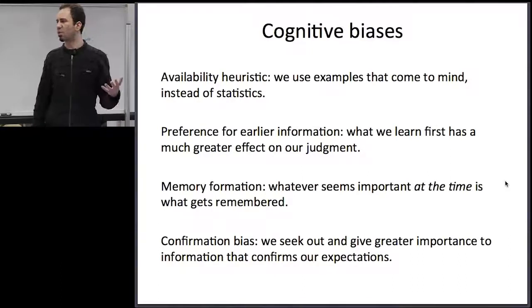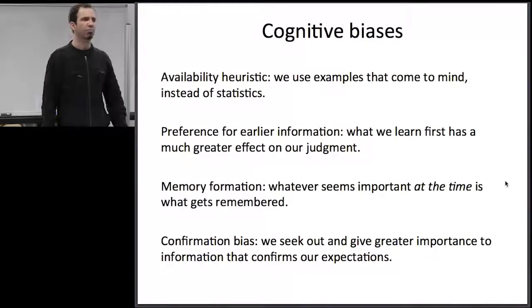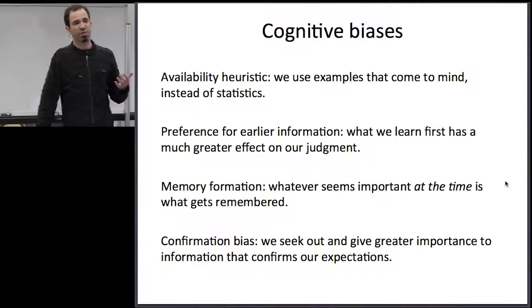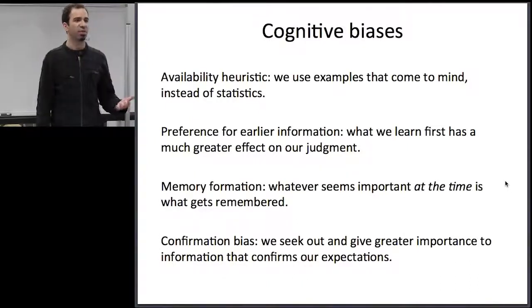And to some extent, you all know this as journalists. Whenever there's a horrible earthquake, for six months suddenly earthquake safety is on everybody's mind, and then it's not. So when you ask people to evaluate risk, they don't look at the base rate. They evaluate risk by asking, is there one that comes to mind for me immediately? This type of thing, preference for earlier information, is a framing effect.